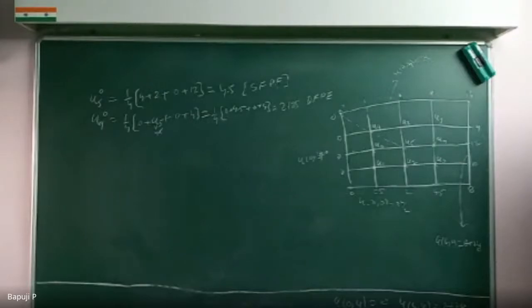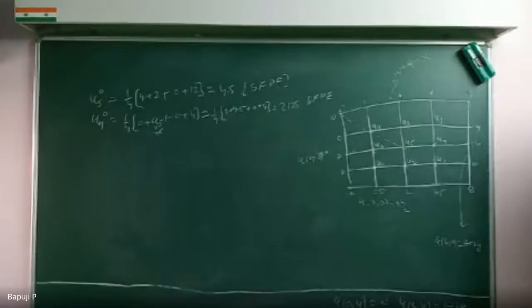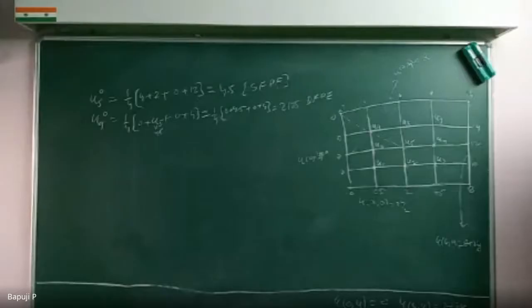Similarly, can I get u7? Tell me. How will you get it? u7 is equal to u5 plus 4 plus 12. What formula am I using? Diagonal 5-point formula. Very good. For u7 I am using the diagonal 5-point formula.